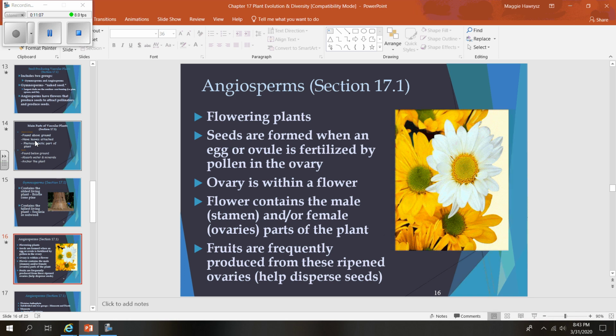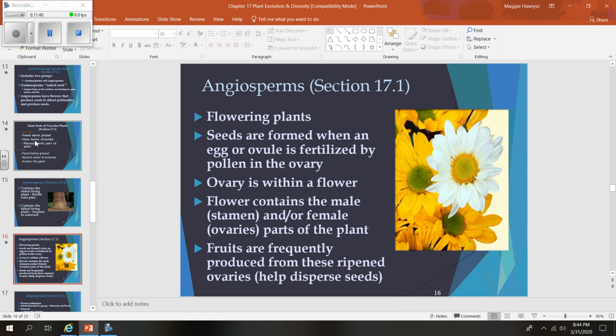Angiosperms are flowering plants. They have the bright flowers that most of you are used to seeing in the spring. Their seeds are formed when an ovule, or an egg, is fertilized by pollen in the ovary. Usually that pollen gets transported by a pollinator onto the female part of the plant, which is the stigma, and moves down the style and into the ovary. Then it is fertilized, and that ovary develops into a fruit, which contains the seed, and then the seed starts the whole process over again.